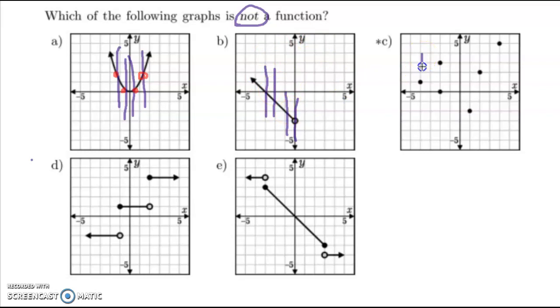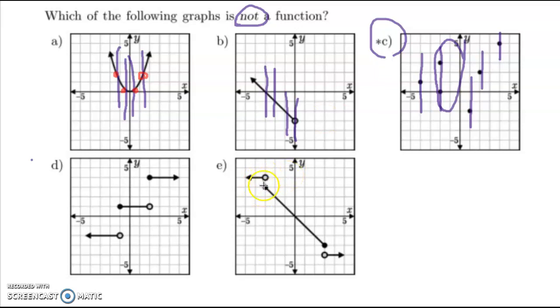Let's look at C. Goes through only 1 point. Uh-oh, what's going on there? Goes through 2 points. Goes through 1 point, goes through 1 point, goes through 1 point. But this one right here, this is the reason this is not a function, so C would be your answer.